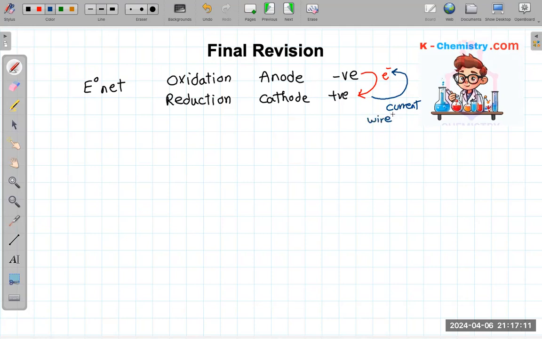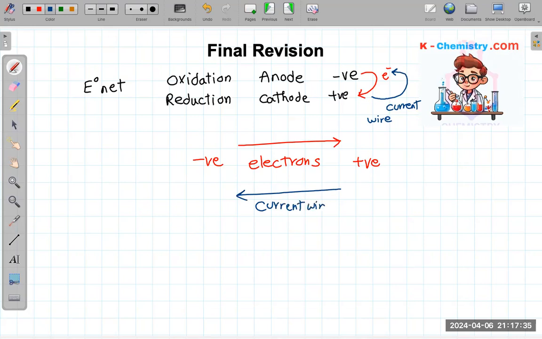And if I am asked about the current in the cell, in the salt bridge, I will say it is the opposite of this, so it is from the negative to the positive, same as the electrons. So again, the electrons go from the negative electrode to the positive electrode, while the current in the wire moves from the positive to the negative, and the current in the salt bridge is the same as the electrons, so it is again from the negative to the positive.